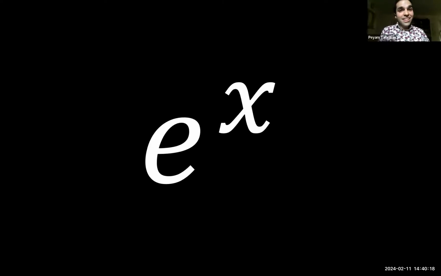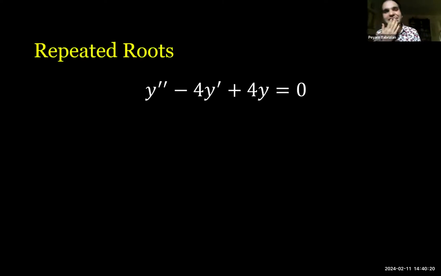Okay. Anyway, so let's continue. So let's do the repeated roots case. So let's do y'' minus 4y' plus 4y equals 0. And in fact, this is my favorite example because it explains, again, from first principle, why we have this extra t. Because I've been guilty about this.